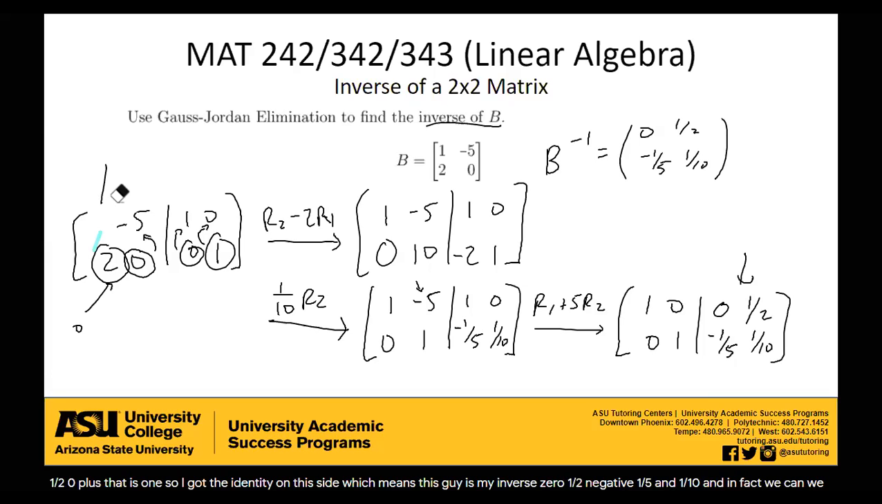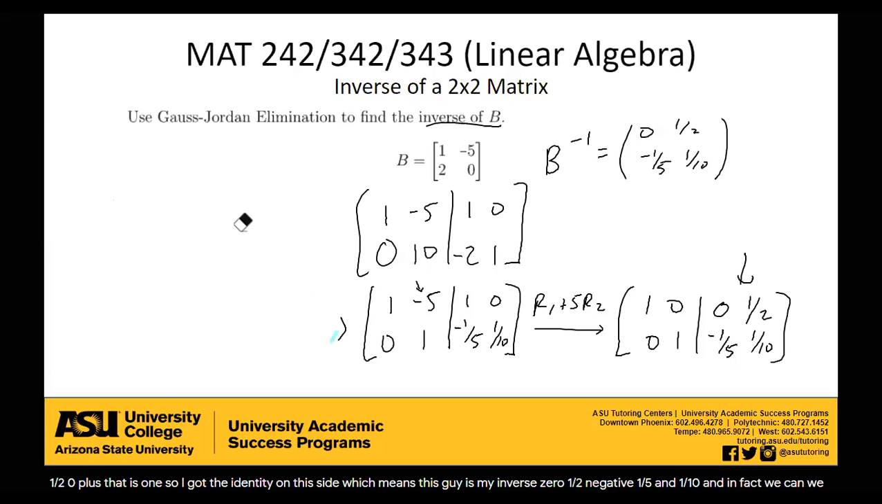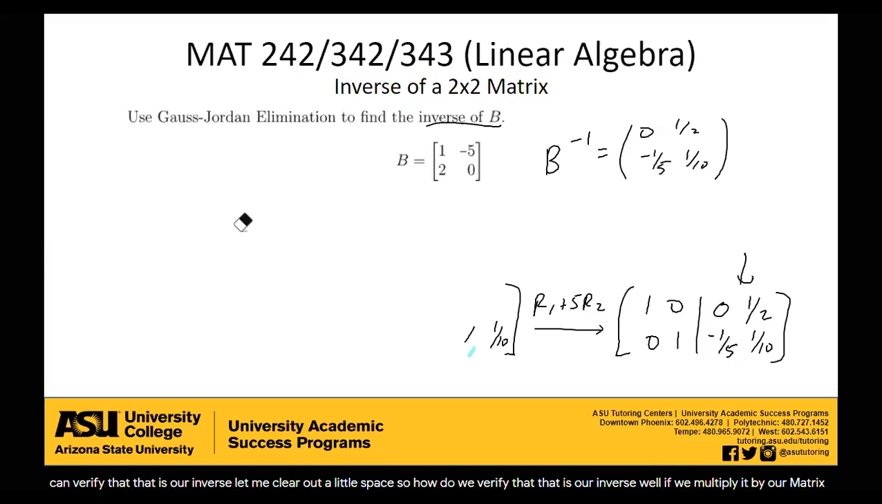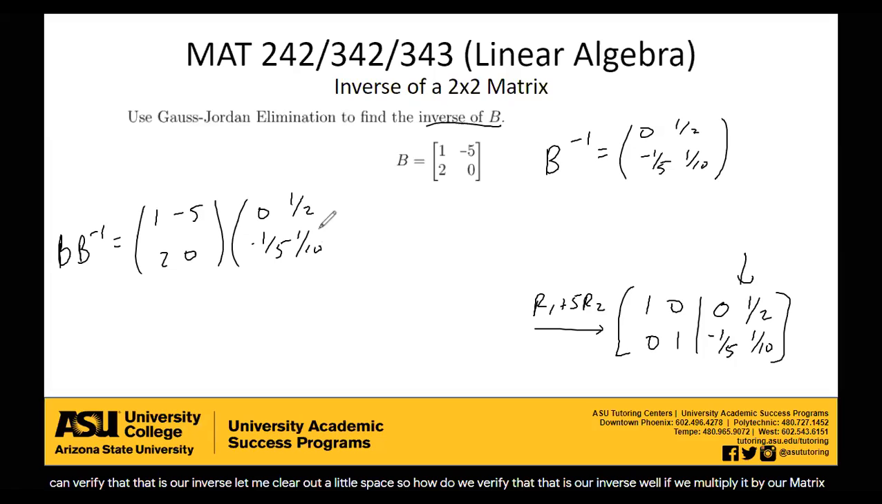Let me clear out a little space. So how do we verify that that is our inverse? Well, if we multiply it by our matrix B, we should get the identity out of it, right? So let's see that in action. B times B inverse, 1, -5, 2, 0, times 0, 1/2, -1/5, and 1/10. So let's do the multiplication.